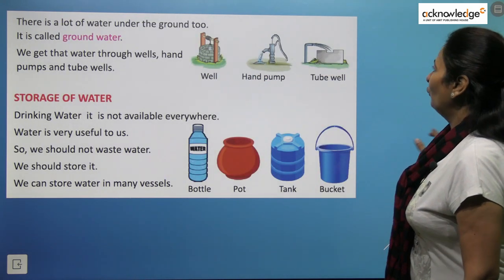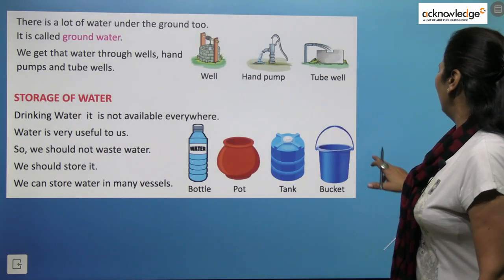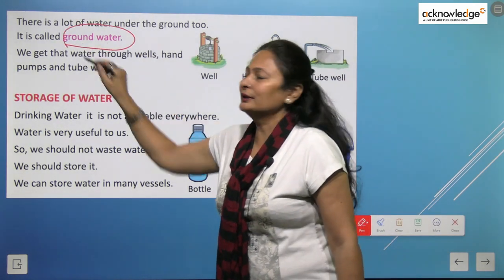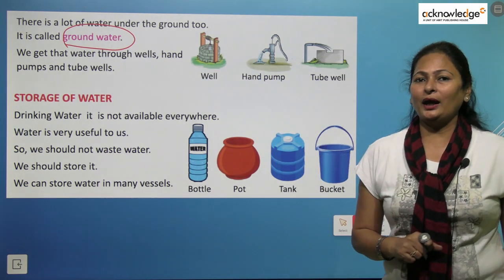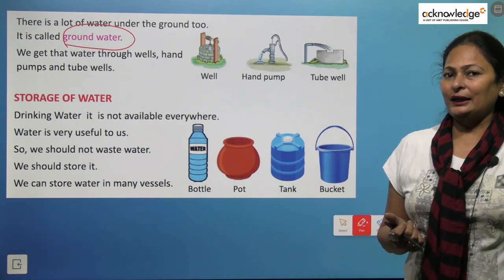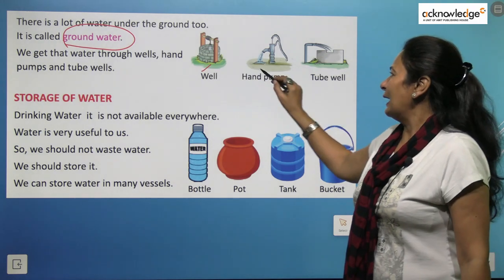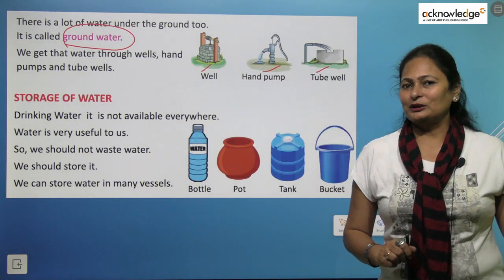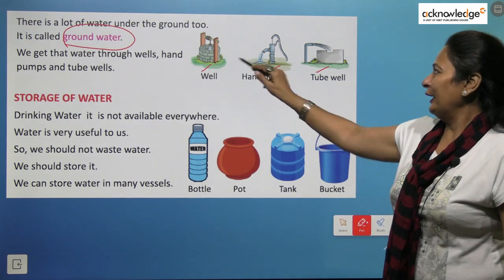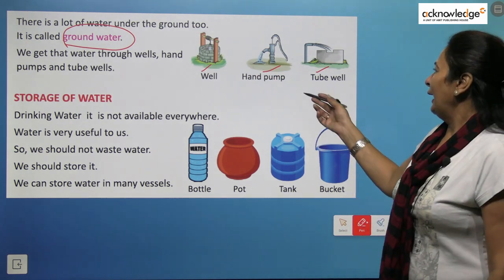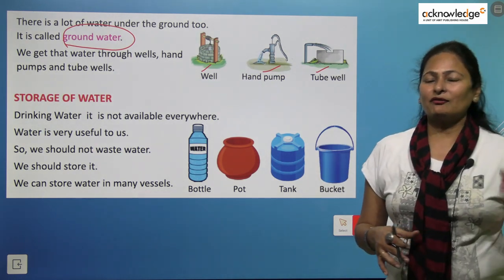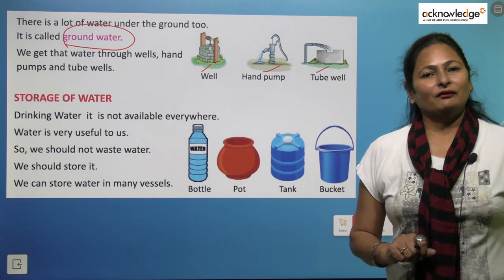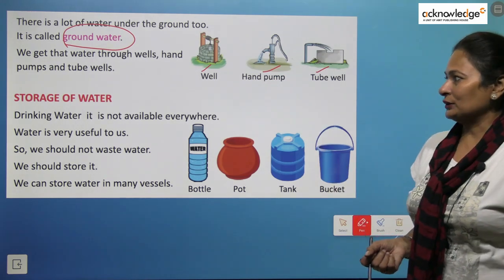There is a lot of water underground too, and we call this underground water, groundwater, right? And how do we use this water? We dig wells, hand pumps, tube wells into the ground, and then we take out the water. Through these, we dig the ground and take out the water.